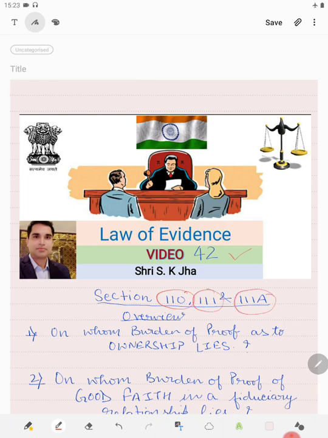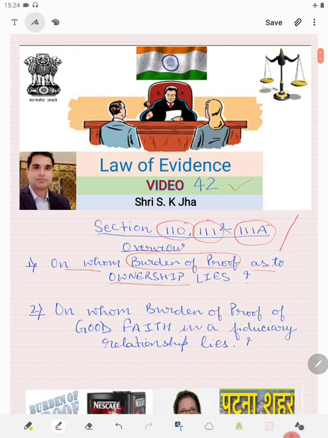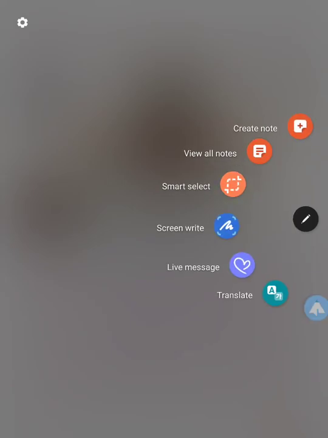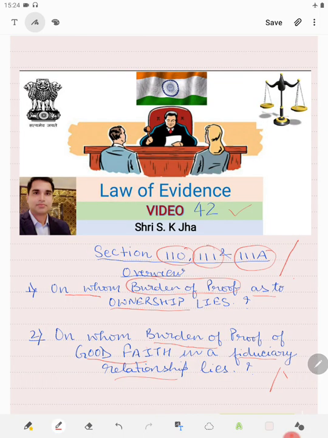111A also we will study, and as usual, let us have a brief overview of what we are going to study in this session. First, we'll see on whom the burden of proof lies, as we are studying the burden of proof chapter. On whom the burden of proof as to ownership lies, that is, who has the burden of proving that he is the owner. Then on whom the burden of proof of good faith in a fiduciary relationship lies. So if something has happened in a fiduciary relationship, that is a relationship of confidence and trust, then on whom the duty to prove that whatever was done was in good faith would lie.